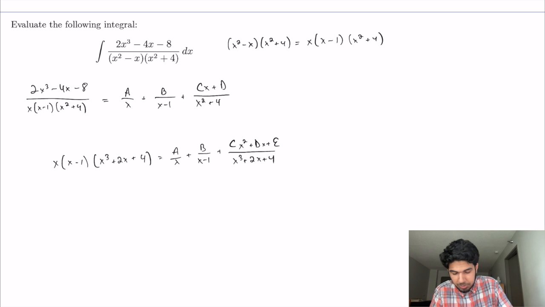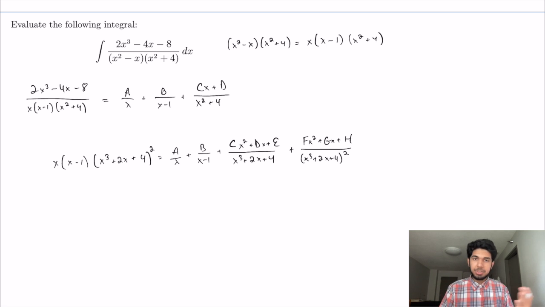And if this was x cubed plus 2x plus 4 squared, again, that would not be in the decomposition chart, but the same idea holds, where this to the power of 1 produces one term, and this to the power of 2 provides a second term. So this would be your first term, and your next term would have x cubed plus 2x plus 4 squared in the denominator, and the numerator would be of a similar form. So this would be fx squared plus gx plus h. So that's just a little tangent on how you would handle these fractions with higher powers than just 2.